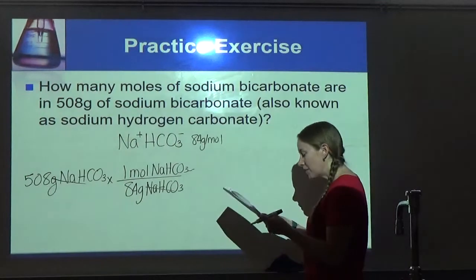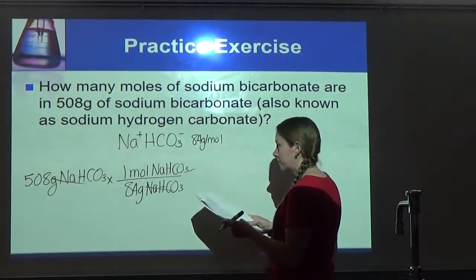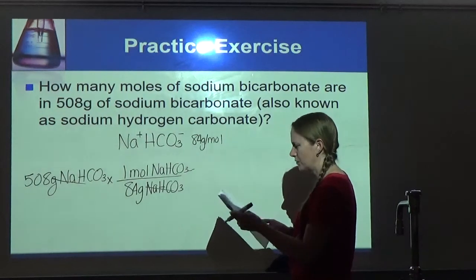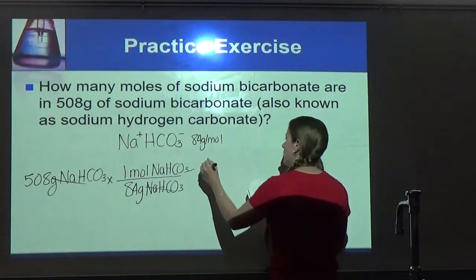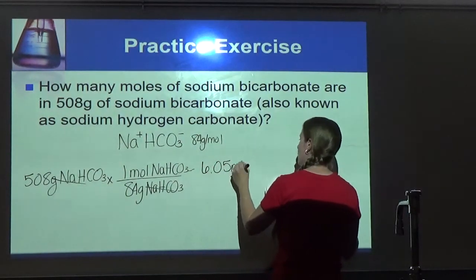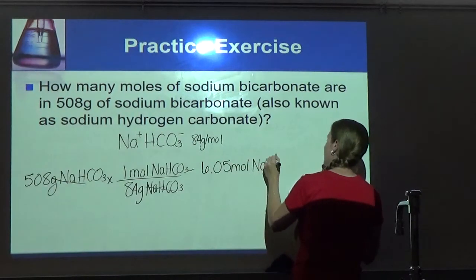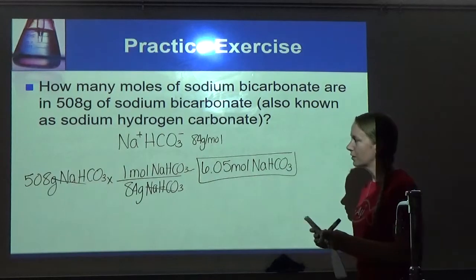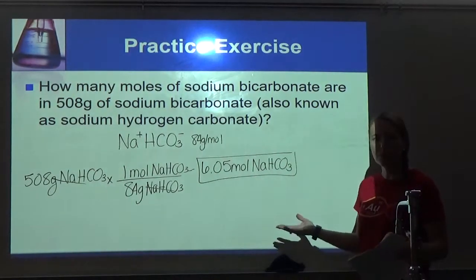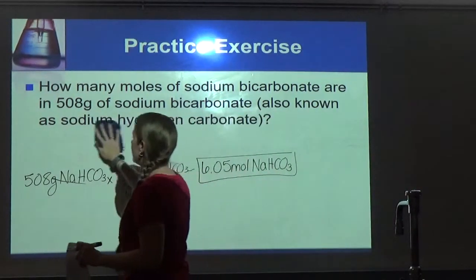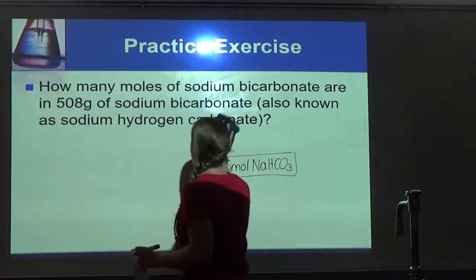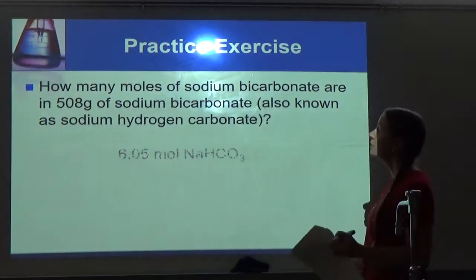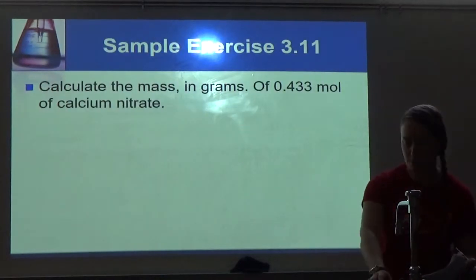All right, so once I divide, I end up getting, let's see, whoops, I was looking at the wrong question. 6.05 moles of sodium hydrogen carbonate. There we go, and that's it. That's all you gotta do. Molar mass is super simple as long as you've got the right formula. Make sure you can do the formula. So remember, don't forget to try some of these on your own.